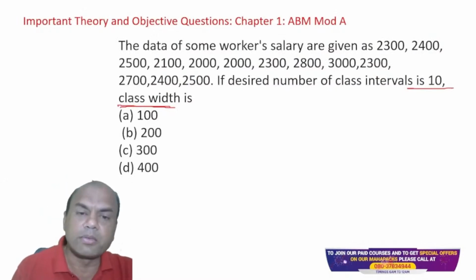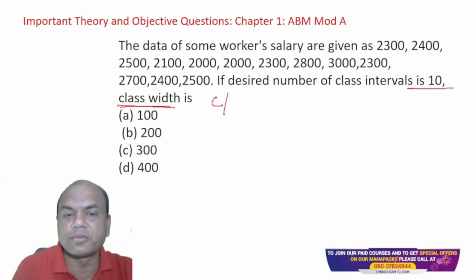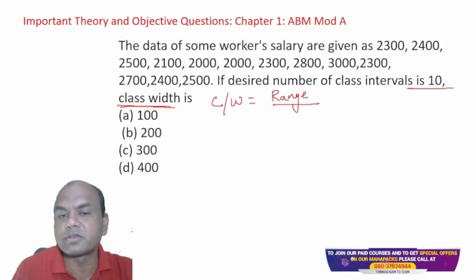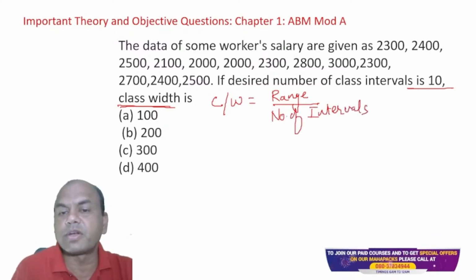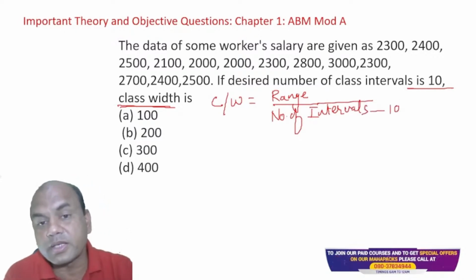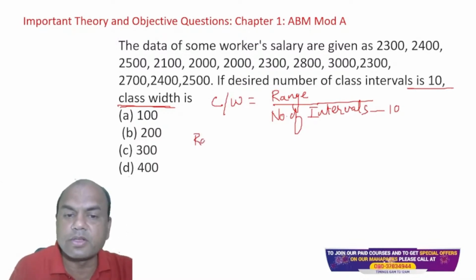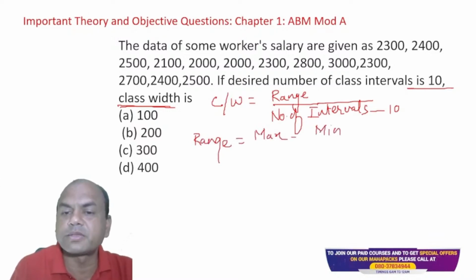How to find the class width? Remember the formula for class width, I'll write CW. Class width equals range upon the required number of intervals. Range upon number of intervals. The number of intervals you know already, 10. But what is the range? Always remember, range equals maximum number minus minimum number. Maximum minus minimum.